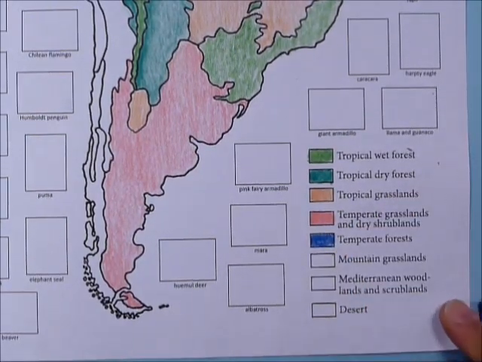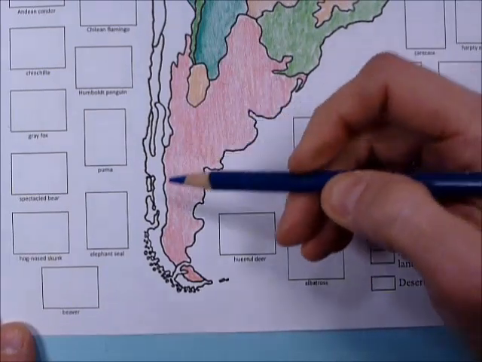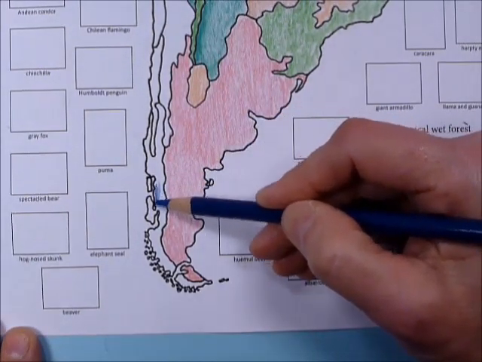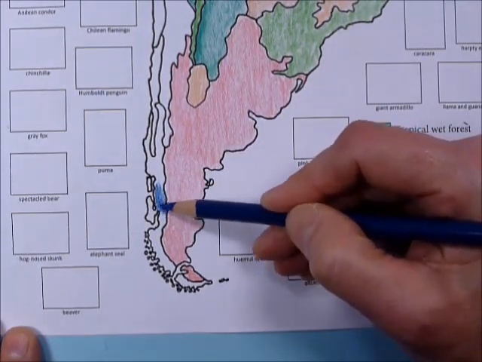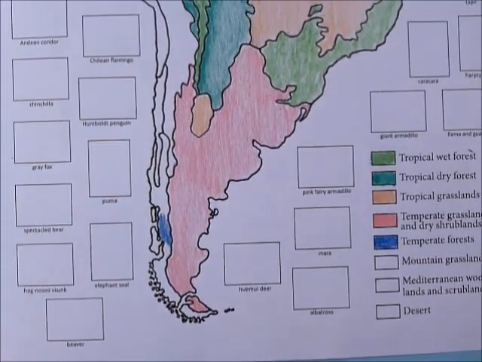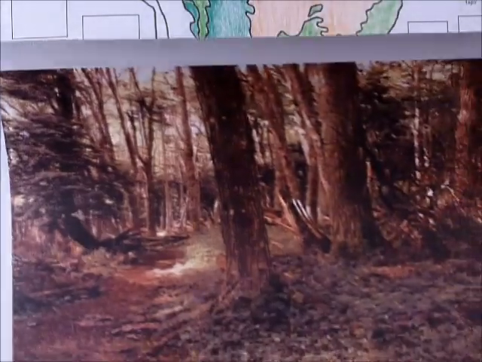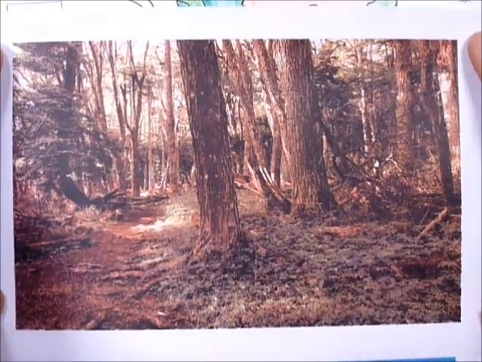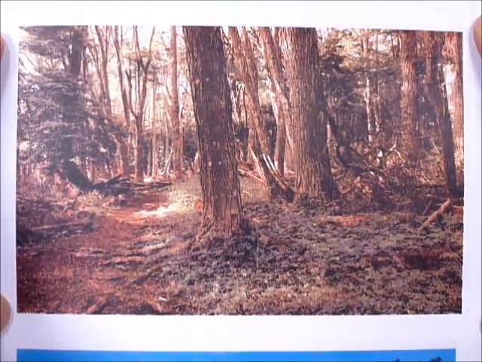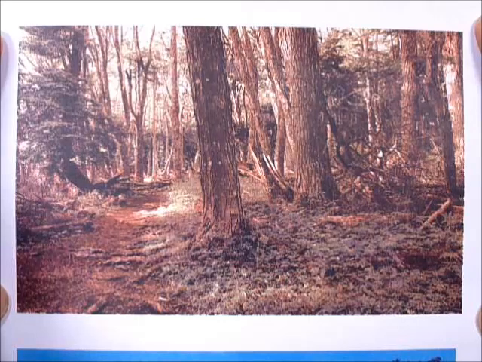And our areas of temperate forests are going to be all along here. Actually, let me back up, show you pictures of these areas. These would be forests that I'm used to. It looks very much like a Pennsylvania forest, New York, Vermont, anywhere in the northeastern U.S.